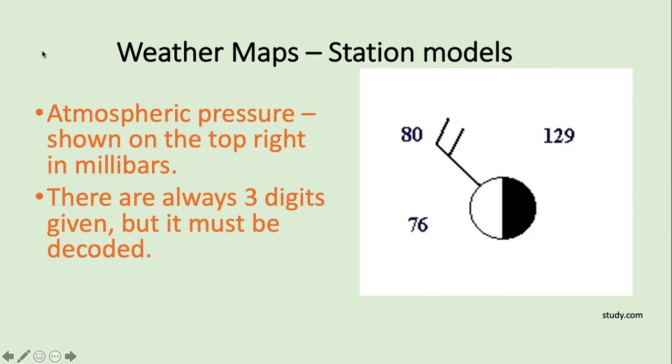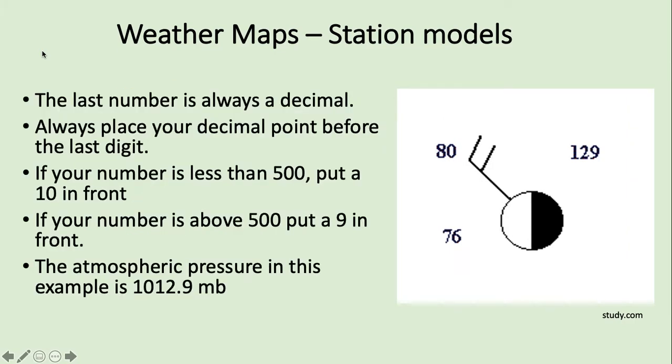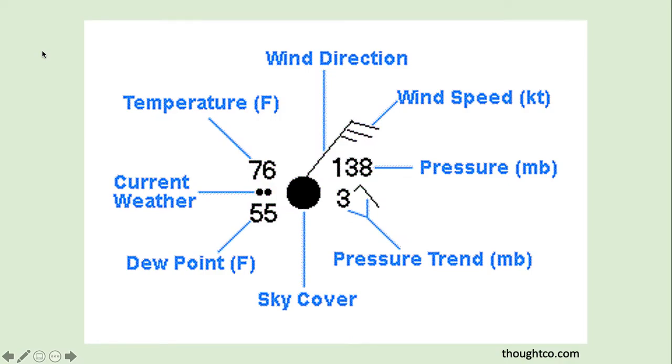Atmospheric pressure is at the top right in millibars. There are always 3 digits given, but it has to be decoded. The last place number is always a decimal, so that's 0.9 in this example. If your number is less than 500, put a 10 in front of it. If your number is above 500, put a 9 in front. The atmospheric pressure in this example is 1012.9 millibars. And in this example, the pressure would be 1013.8. All atmospheric pressure in millibars is going to be between 950 and 1050.